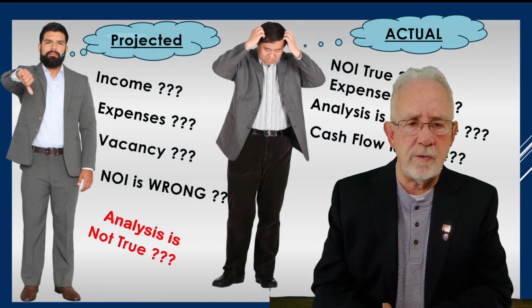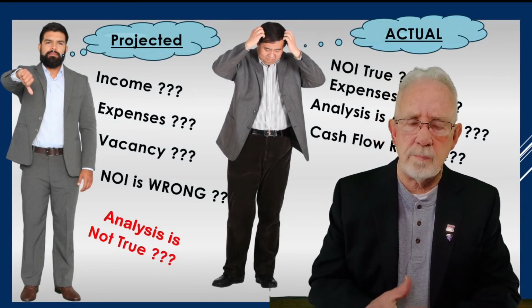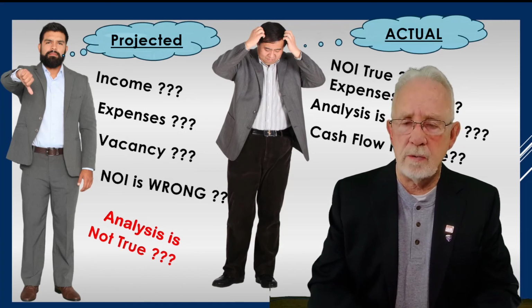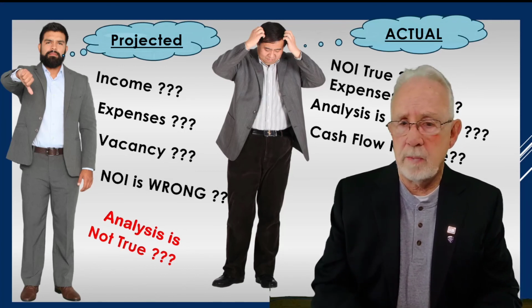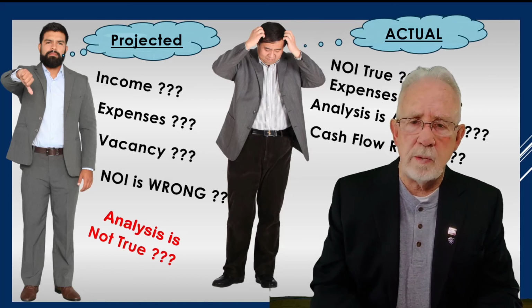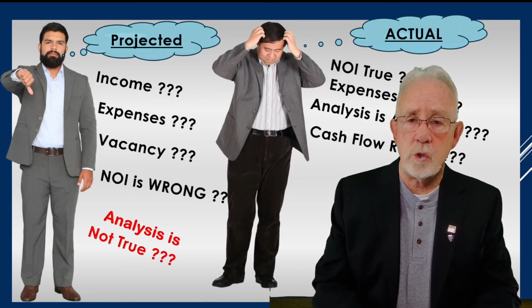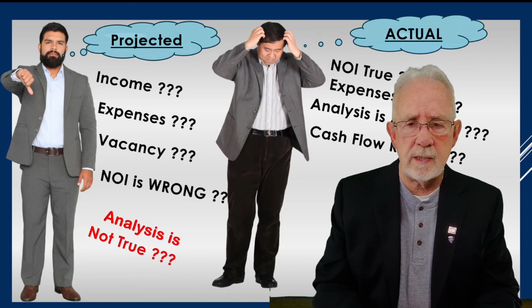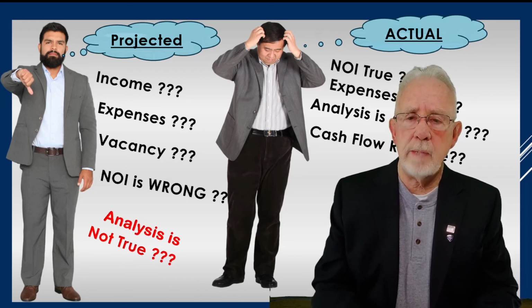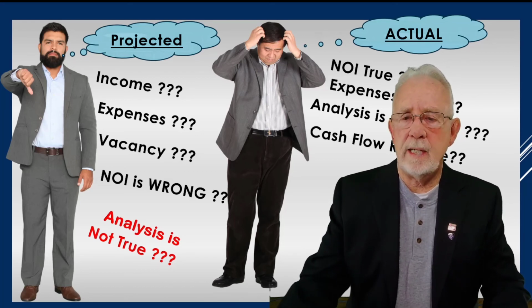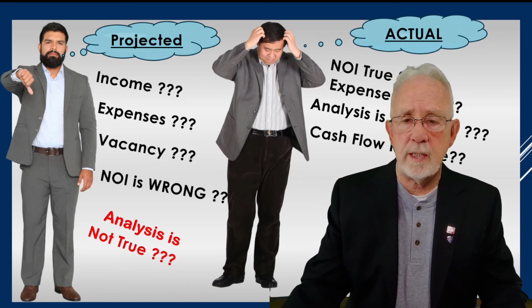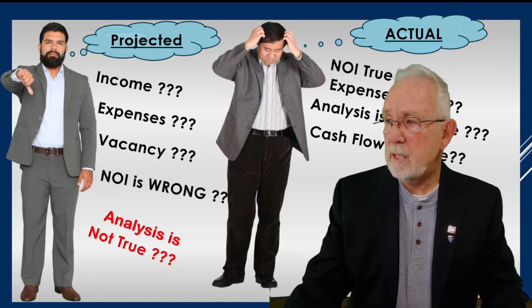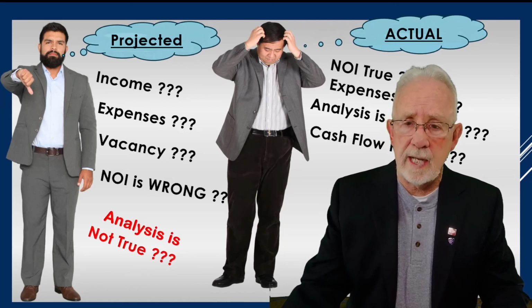You can see on the screen that everything about projections is wrong because it's based on what you think or I think, which may or may not be true. But when you have actual income and true NOI, true expenses, then at least you have a basis to work from, and your basis will be accepted by lenders and appraisers and other brokers. So it just makes sense that you get actual income.